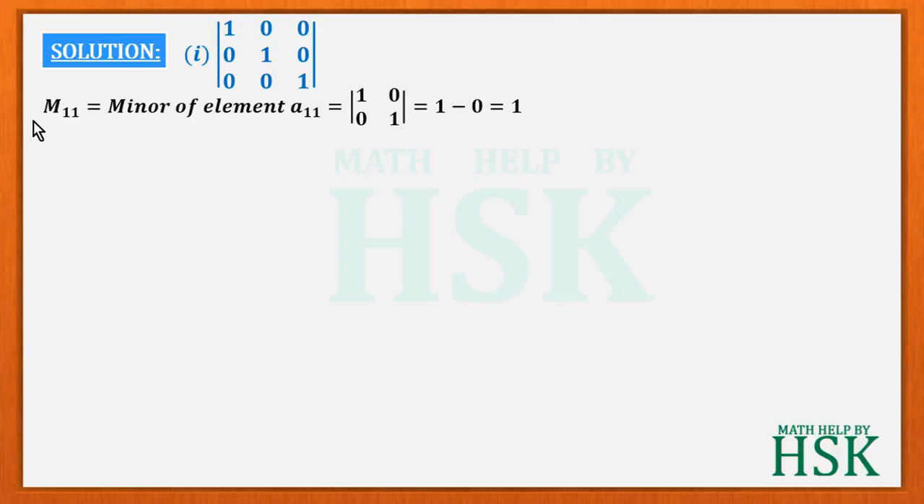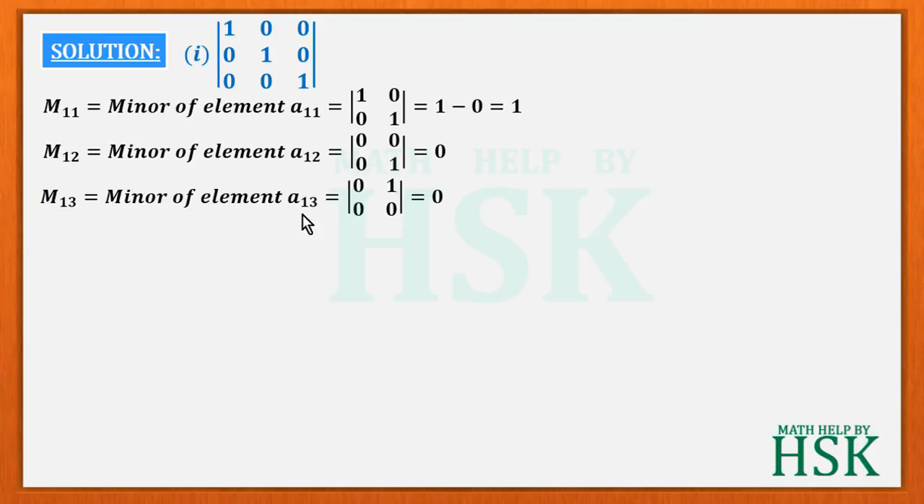Now M11, that is the minor of the element a11, would be equal to the determinant obtained by removing the first row and first column, and would be equal to the determinant 1 0 0 1. 1 into 1 is 1, 0 into 0 is 0, so 1 minus 0 is equal to 1. Likewise M12, the minor of the element a12, would be equal to the determinant 0 0 0 1, and this will be equal to 0. M13, the minor of the element a13, would be equal to the determinant 0 1 0 0, or simply equal to 0.